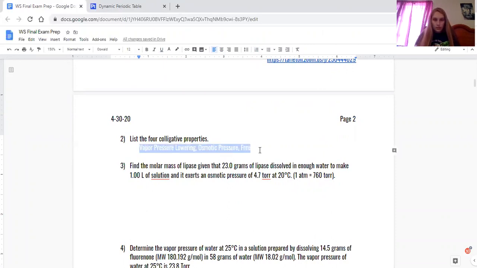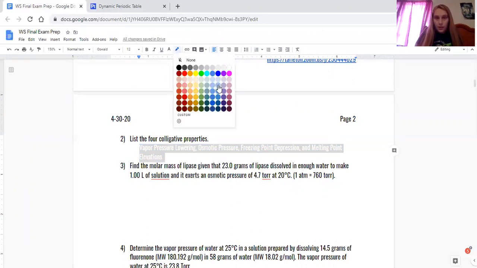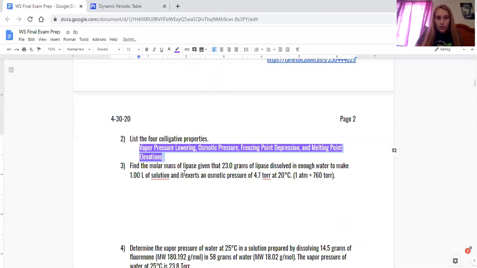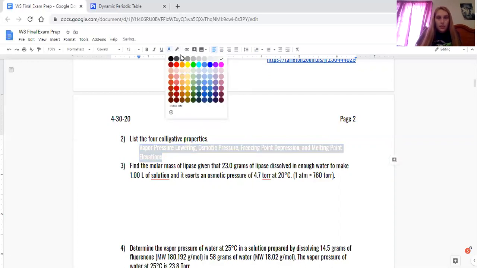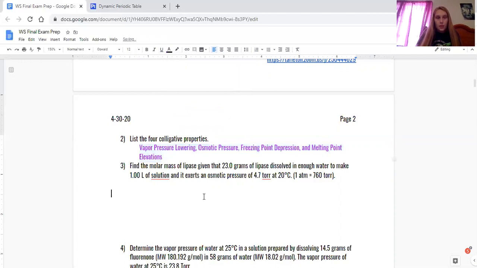So actually, I already had that on here for you. Here, we'll go and put that in a fun color. Use purple today. Oh, we highlighted it. I guess that works too.